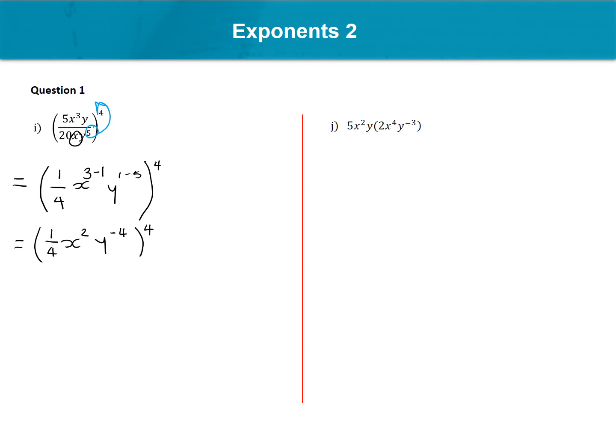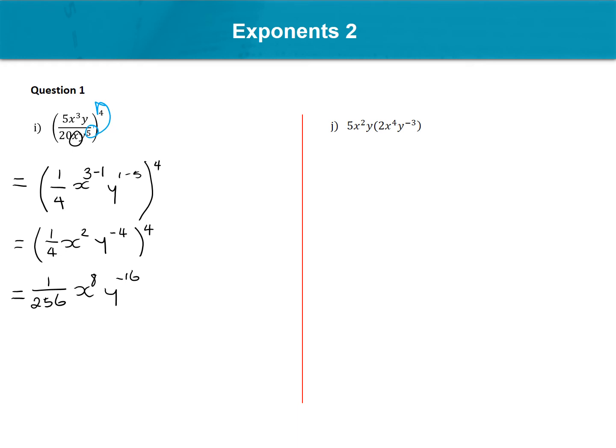Now we can take that power away, and when we take an exponent and raise it to another power, we multiply them. So 1/4 raised to the power of 4 is 1 over 256. You can use your calculator to work that out. Then we have x to the power 2 times 4 is 8. And y to the power negative 4 times 4 gives you negative 16.